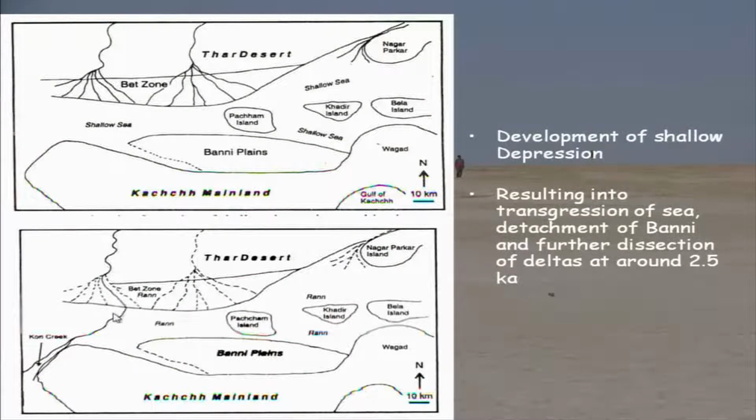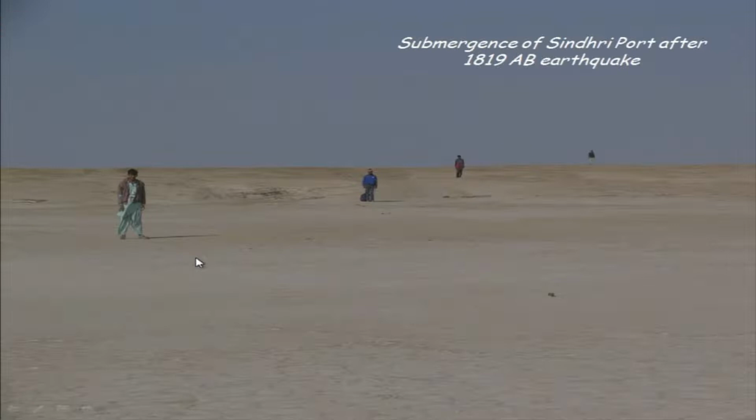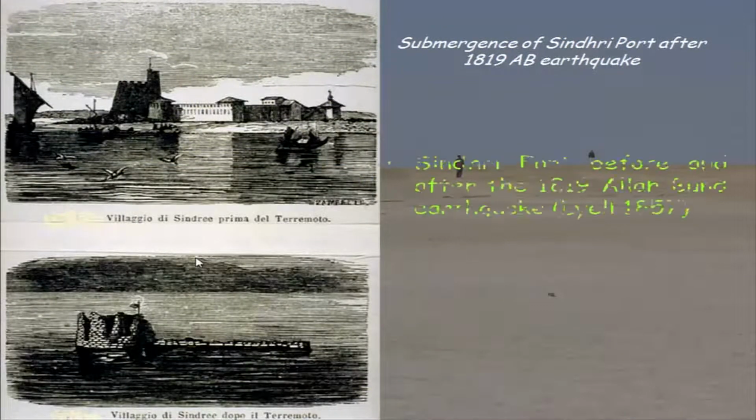Then lastly, what we suggested is not just based on our hypothesis or thought process; it also exists in the literature that this channel, the Nara channel or Shatadru channel, was connected. This is one of the sketches available from the Lyell 1857 publication, which shows the Sindri fort before and after the earthquake. This was the 1819 Allah Bund earthquake.